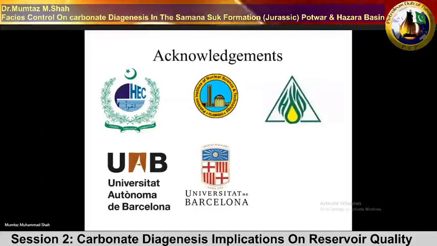source, which may be the fault related dolomites in case of saddle dolomites had been formed in this particular case. So this is the conclusion of this particular study.